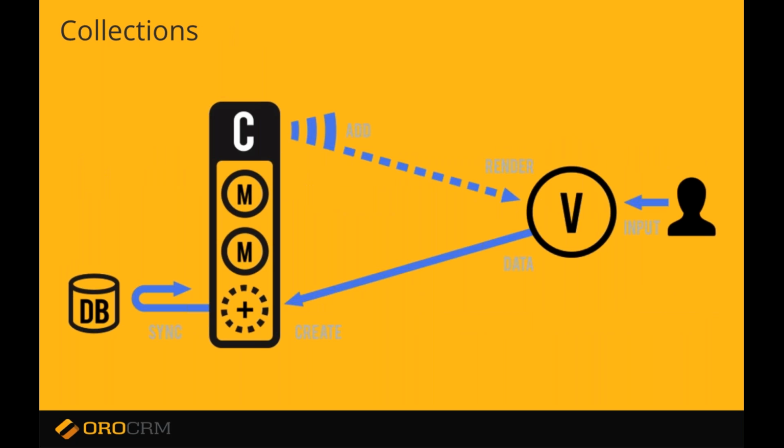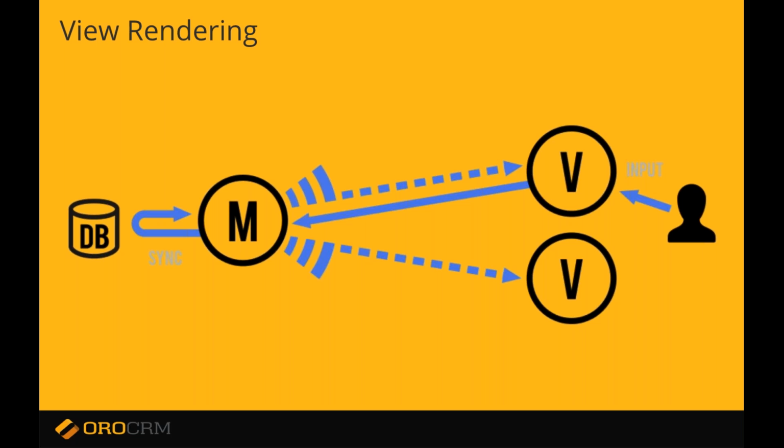To maintain a group of related models, there is collection, and collection allows us to handle several models at once and handle add or remove events on the collection. Collection also can communicate with the server and fetch data from the server or save data. And the user, over the view, can manipulate the data as well.